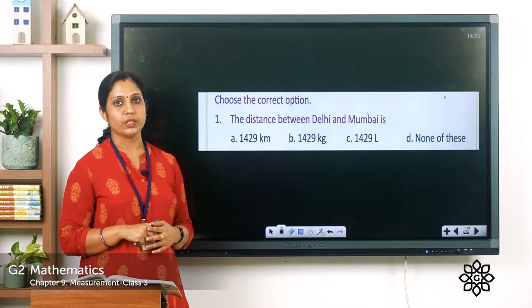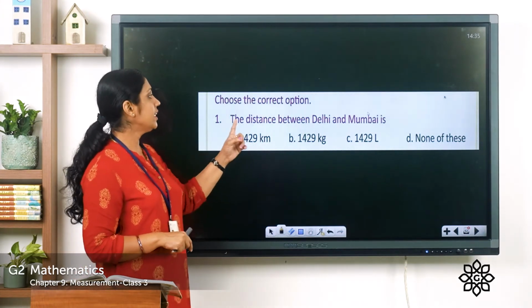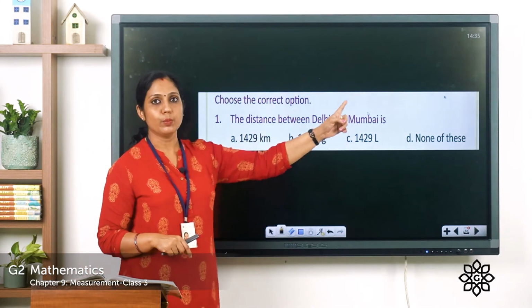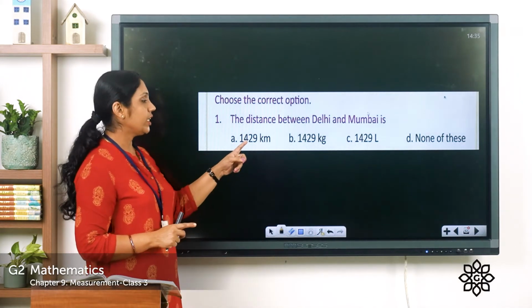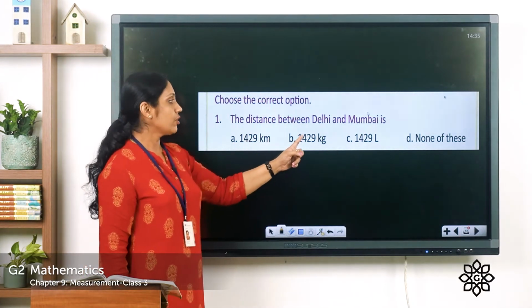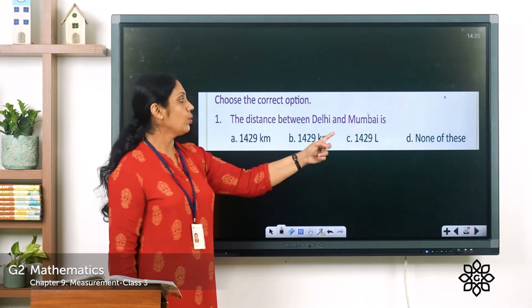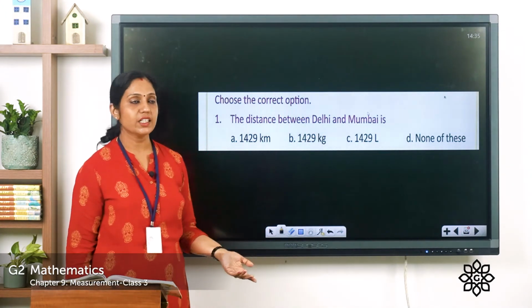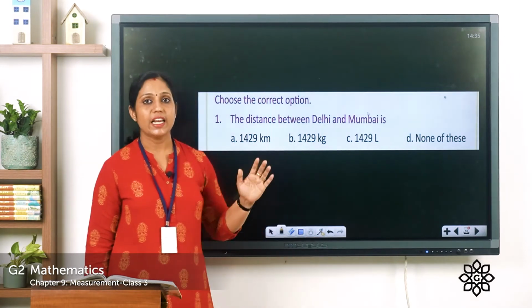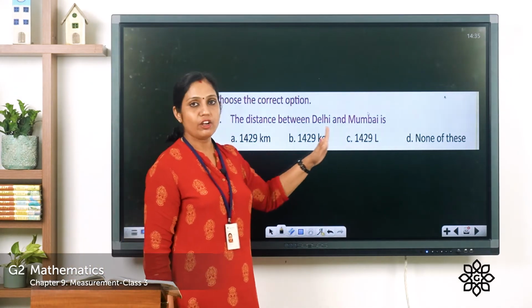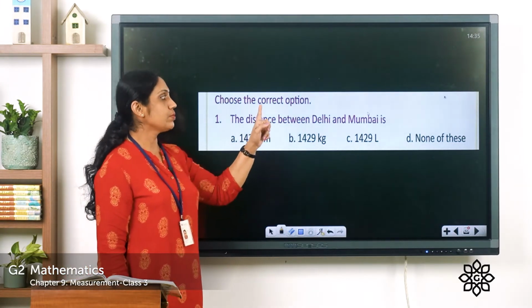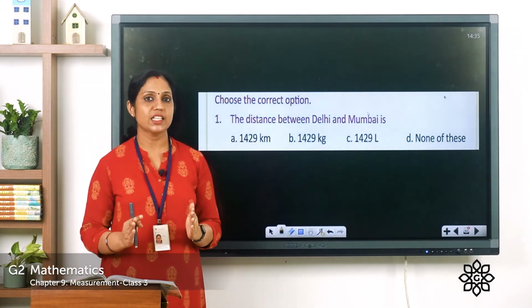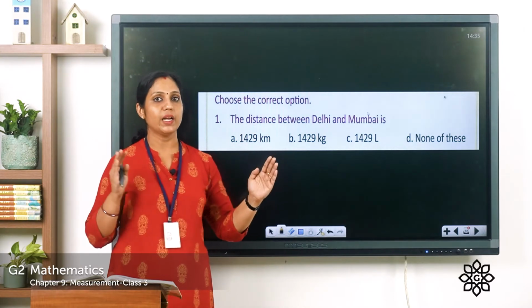Choose the correct option. The first question. The distance between Delhi and Mumbai is, and the options are A, 1429 kilometers, B, 1429 kilograms, C, 1429 liters, and D, none of these. None of these means not any of these answers. So let's look at the question again. The distance between Delhi and Mumbai. Distance means the length from one place to another.